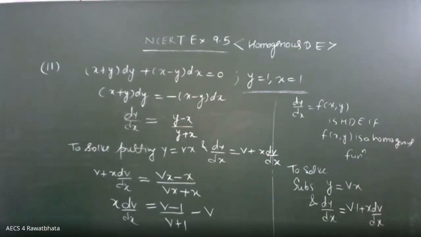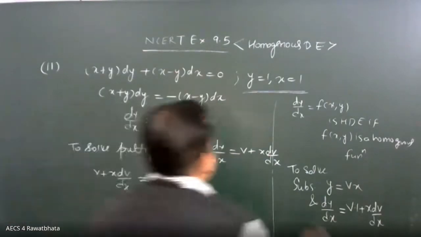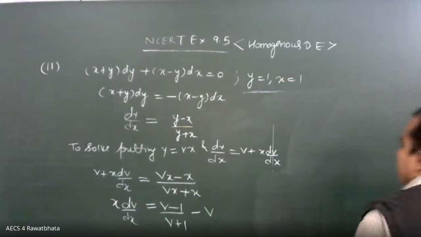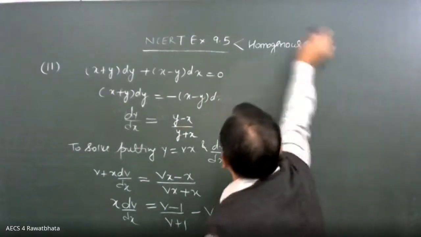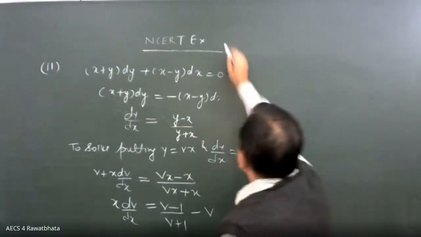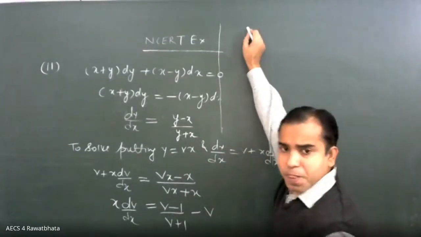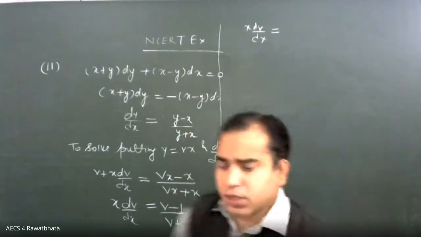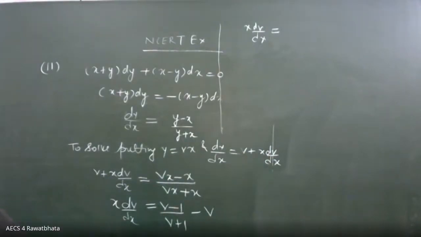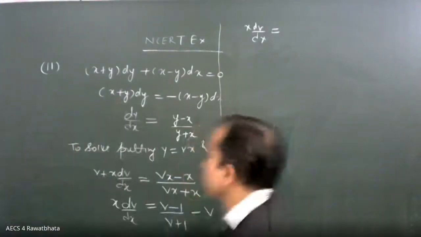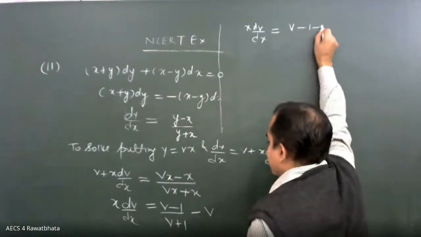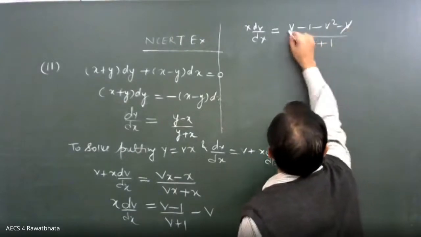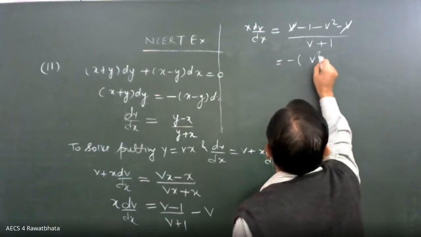Now let us simplify. Shall we take the LCM? Let us take the LCM. If I take the LCM, this will become x dv upon dx equal to (v minus 1 minus v square minus v) whole upon (v plus 1). The v's get cancelled and minus can be taken common.